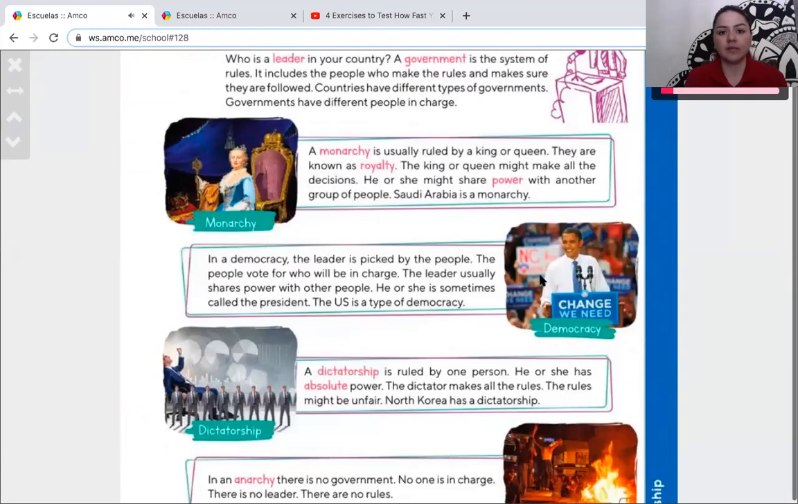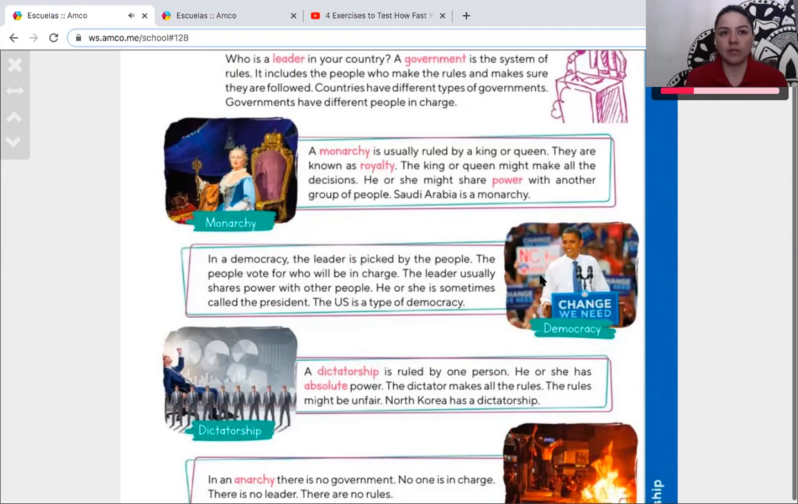Who is a leader in your country? A government is the system of rules. It includes the people who make the rules and make sure they are followed. Countries have different types of governments. Governments have different people in charge.